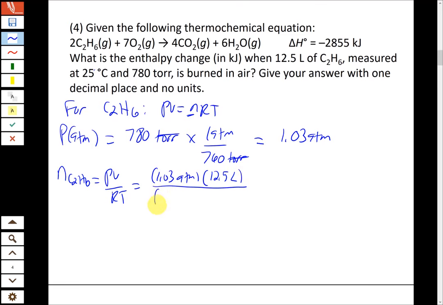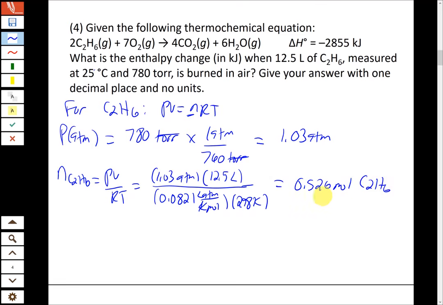And then we have R in the denominator, which is the one we use for gases, 0.0821. That number is on the periodic table, so if you forgot it, it's there. And then the temperature needs to be in Kelvin. 25 Celsius add 273 is 298. We see that one all the time. All right, so we're going to put that in, and we get 0.526 moles of C2H6 that we're burning.